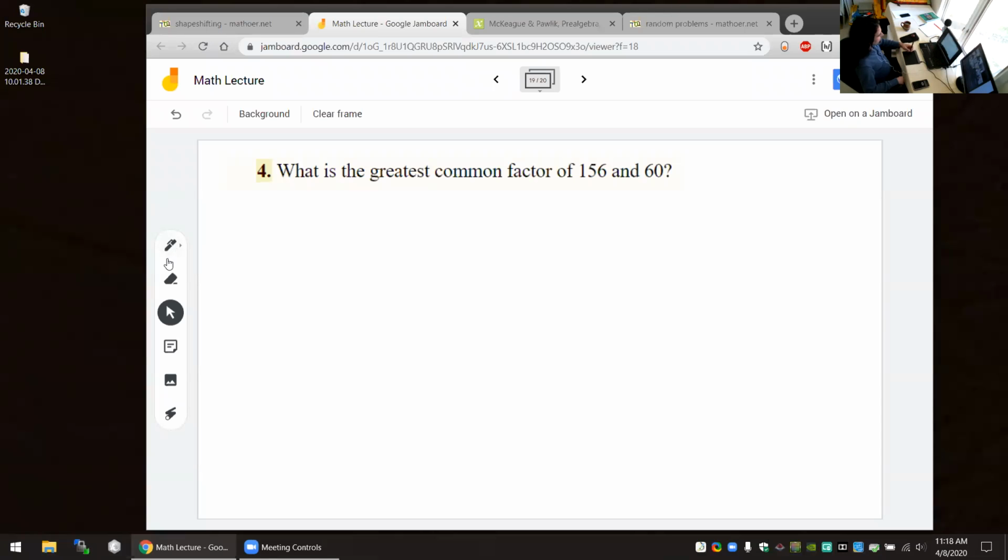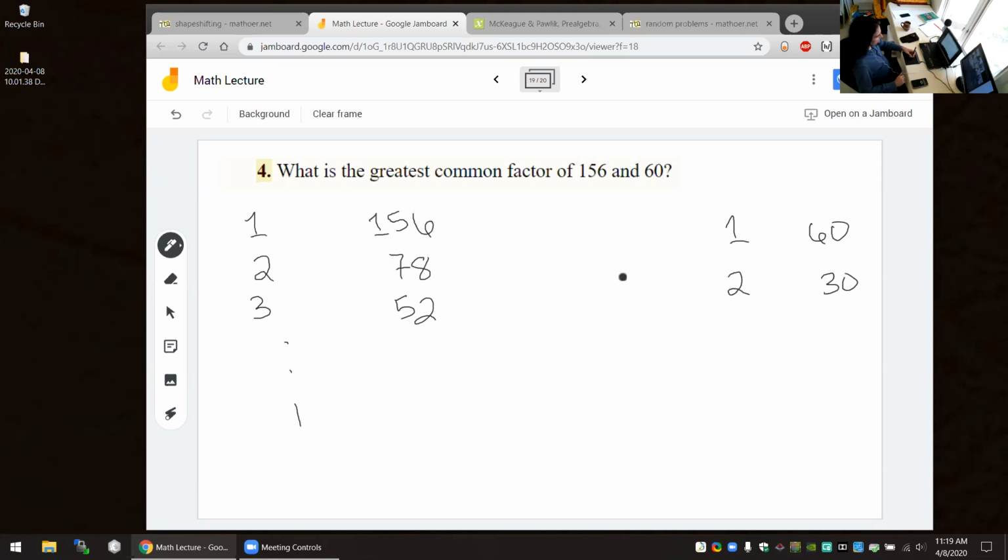So I could just start listing the factors. I could say for 156, 1 and 156. Does 2 work? Sure, 156 divided by 2 is going to be 78. Does 3 work? 6 and 6 is 12, sure. 52, and so on, and find all the factors for 156. And then I could do it again for 60, 1 and 60, 2 and 30, and find the biggest thing on both lists. But as you can imagine, that's going to take a while. There must be a better way to do it.